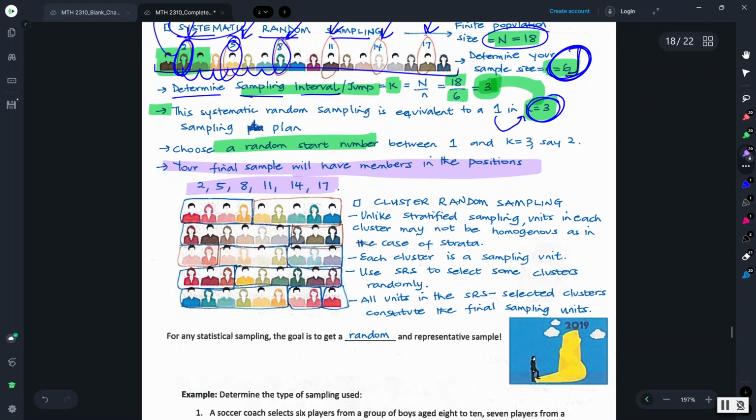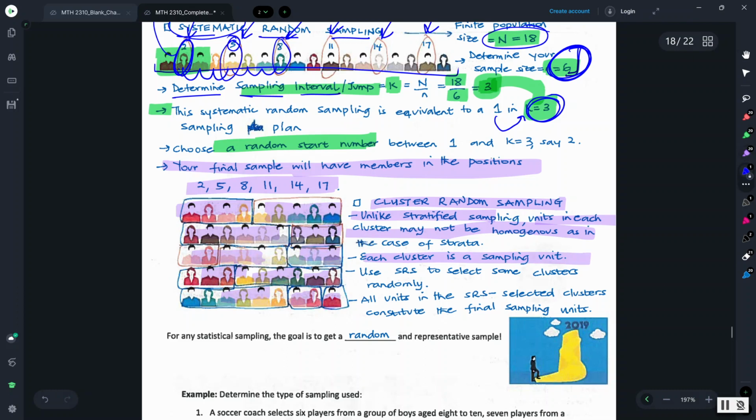Now, the last type of statistical random sampling that we'll discuss is cluster random sampling. This is mostly deployed when you're trying to pick samples from different geographical areas or sometimes from a cluster. So, unlike stratified sampling, units in this group may not be as heterogeneous, in which case you need to separate them first. First of all, you divide your population into clusters, either by geographical region or by natural grouping. And then each cluster becomes a sampling unit.